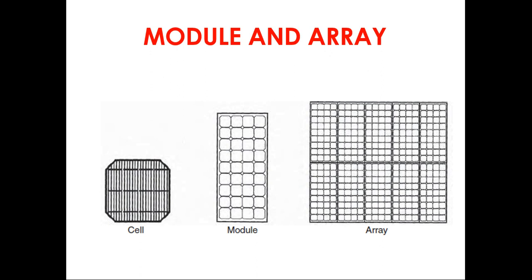So till this point we are just talking about the cell. A number of cells are usually connected in series, so we get the module, and a number of modules in series and parallel connection give us the array.